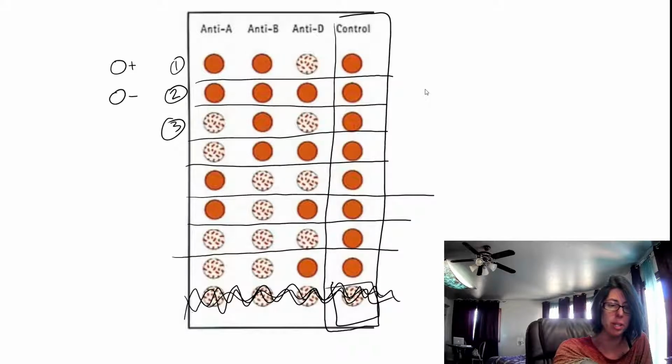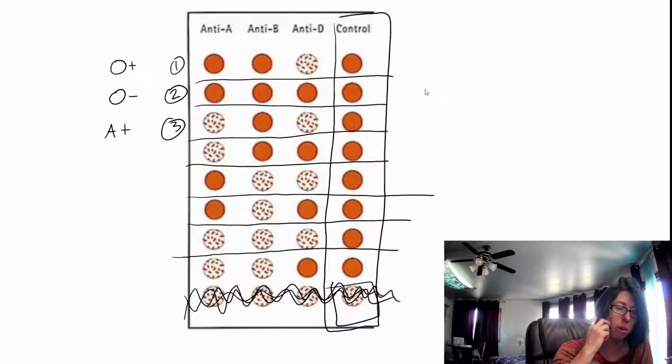Okay, patient 3, anti-A. The anti-A antibody causes agglutination. That means the anti-A antibody is attacking. That means A is there because the anti-A antibody only attacks A. That's why it's called anti-A. So if anti-A antibody is active, there is A. Anti-B antibody not active, there's no B. Anti-D antibody is active, there is D. There is the RHD, so positive for RHD.